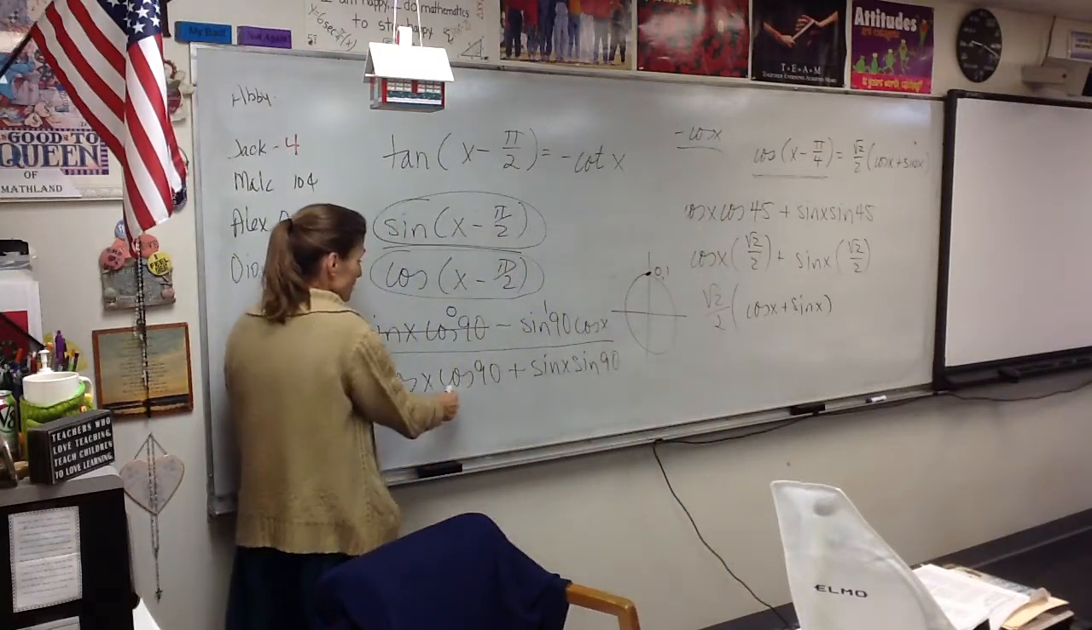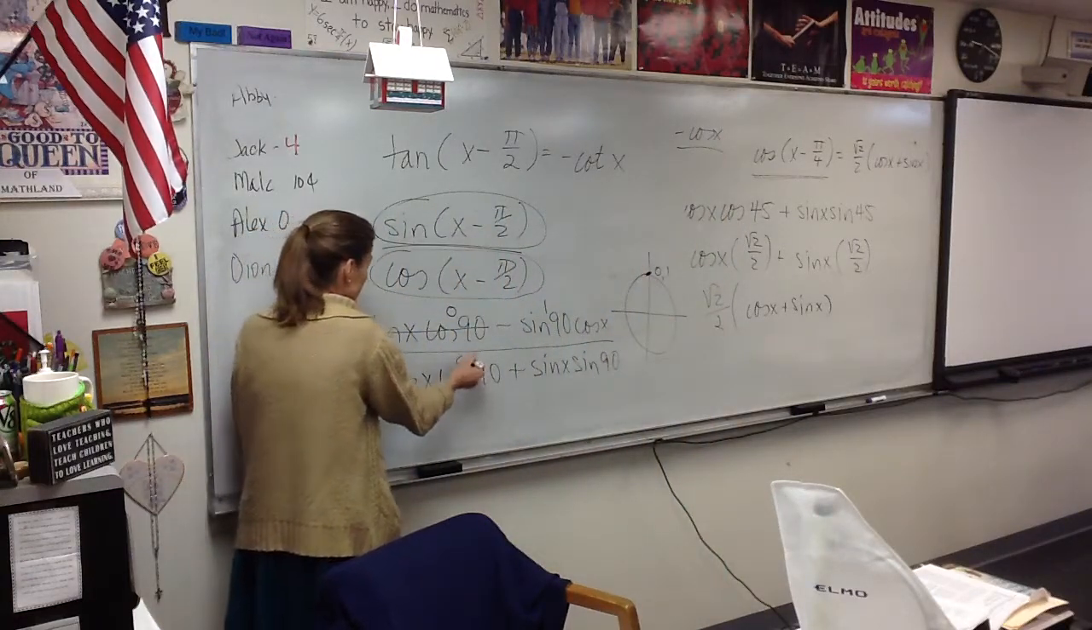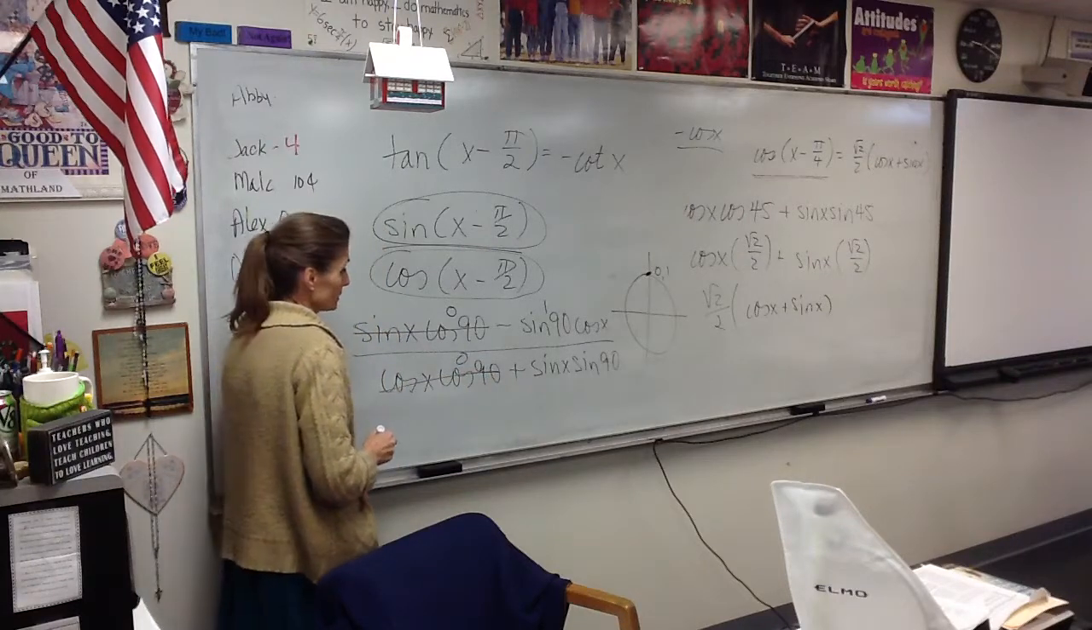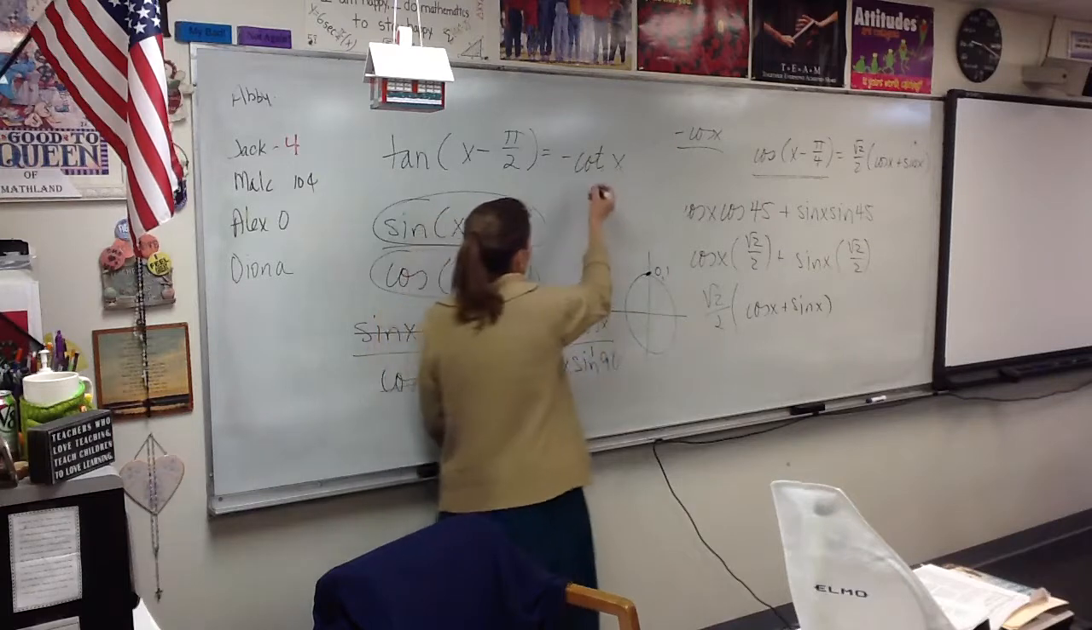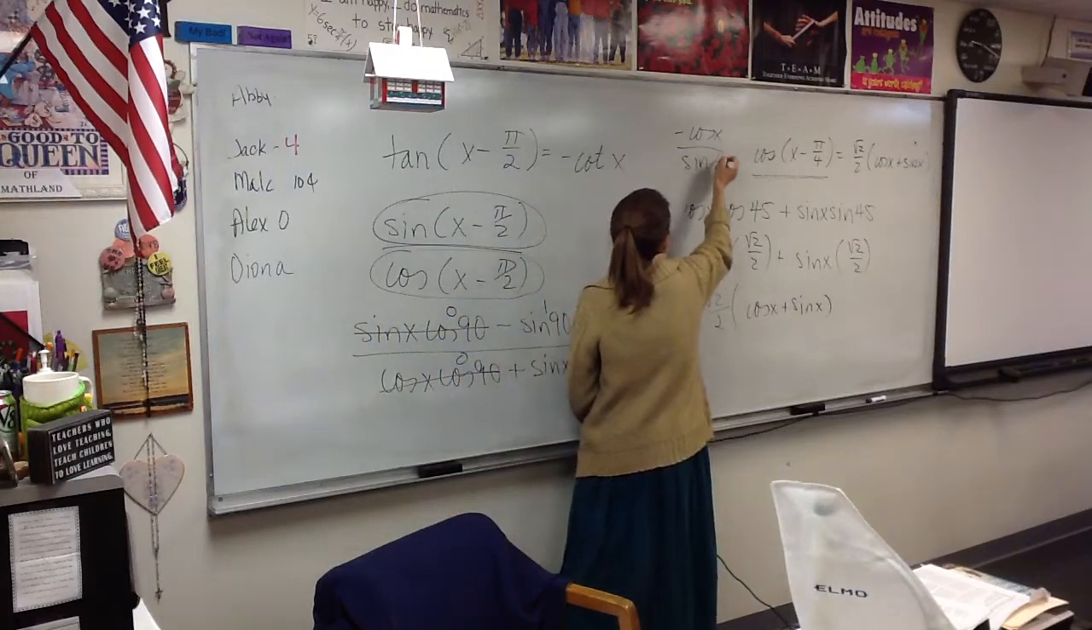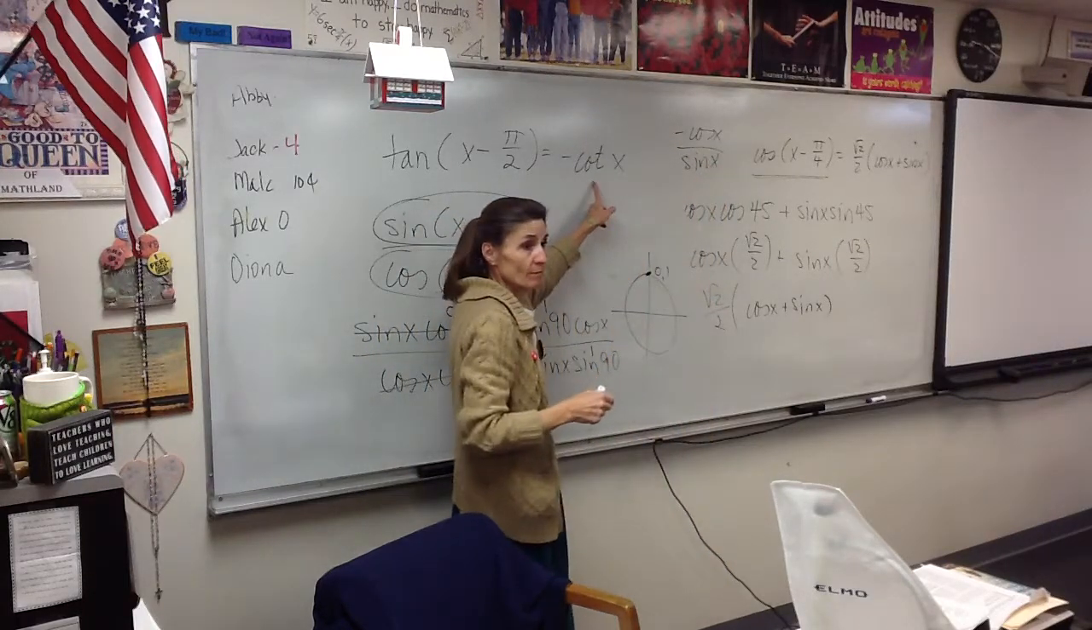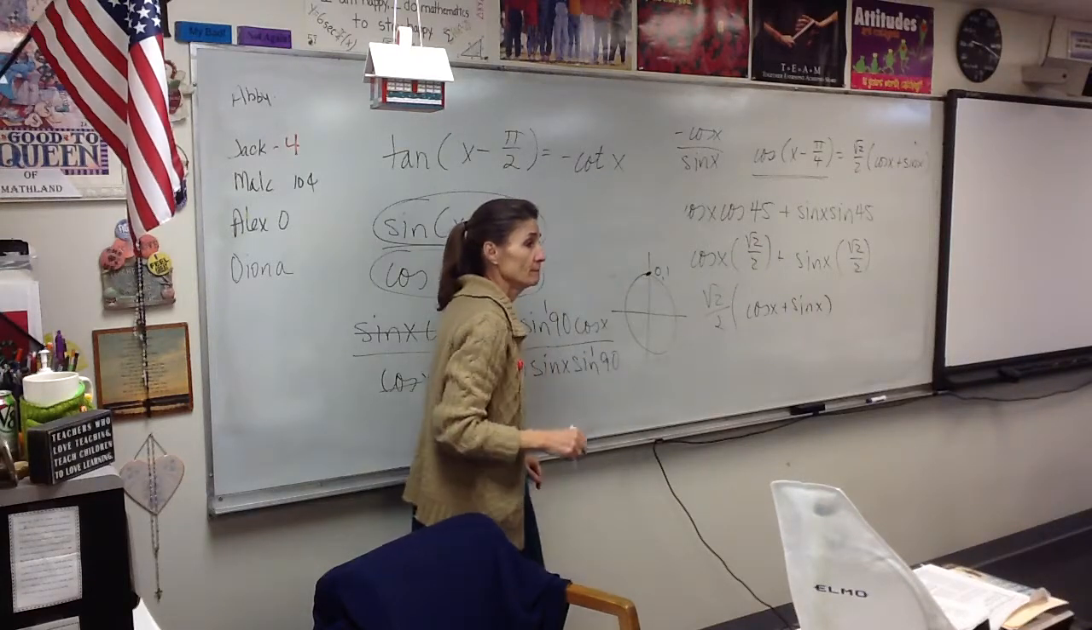All right, what's the cosine of 90? That's gone, that's zero, that term's gone. What's the sine of 90? So on the bottom I have sine x. What's cosine over sine? There it is.